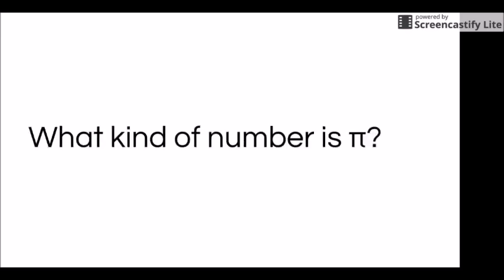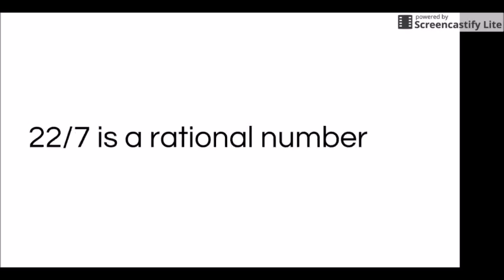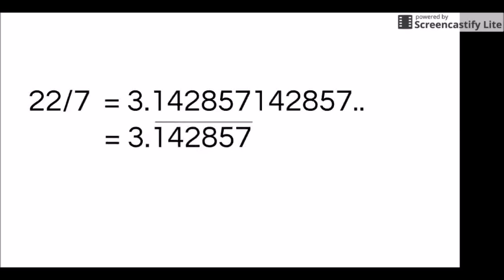Now what kind of number is pi? We need to be careful here because we often take pi as 22 by 7. 22 by 7 is a rational number. That is, it is the ratio of two whole numbers, 22 and 7. If I were to represent 22 by 7 as a decimal, it would be 3.142857142857. That is, the pattern 142857 would keep repeating. It's a recurring decimal.